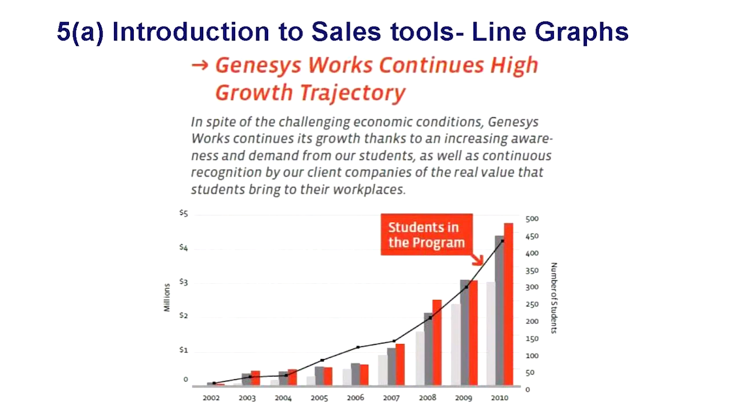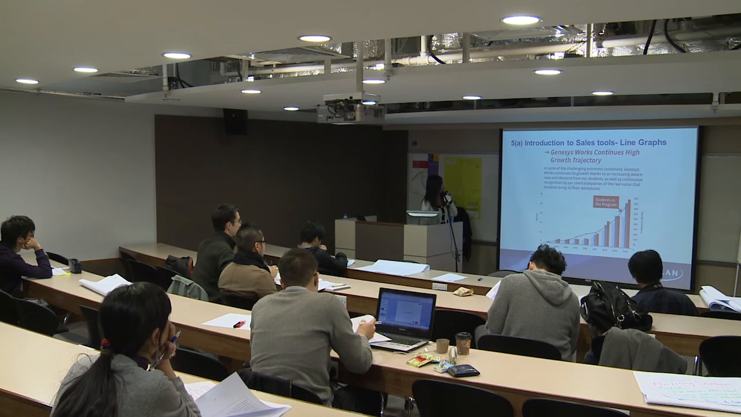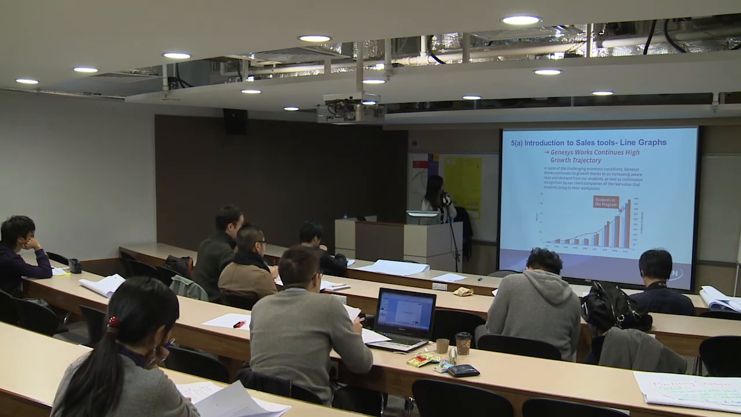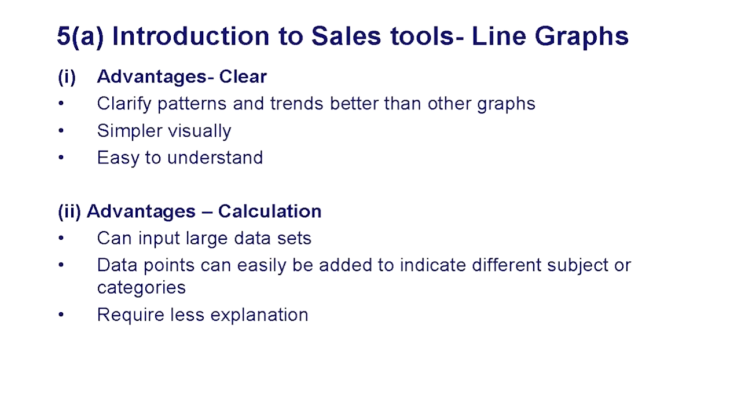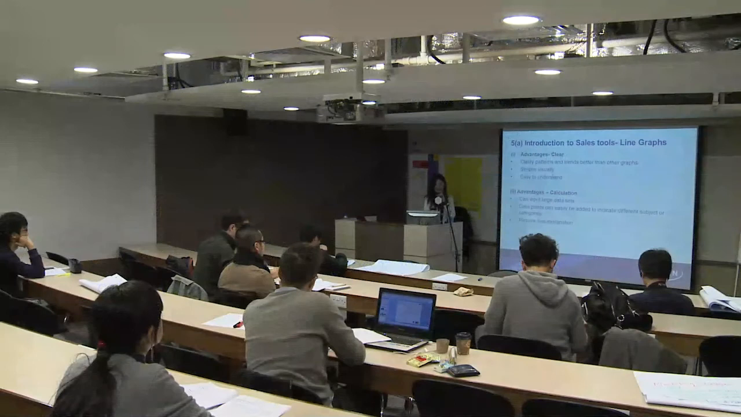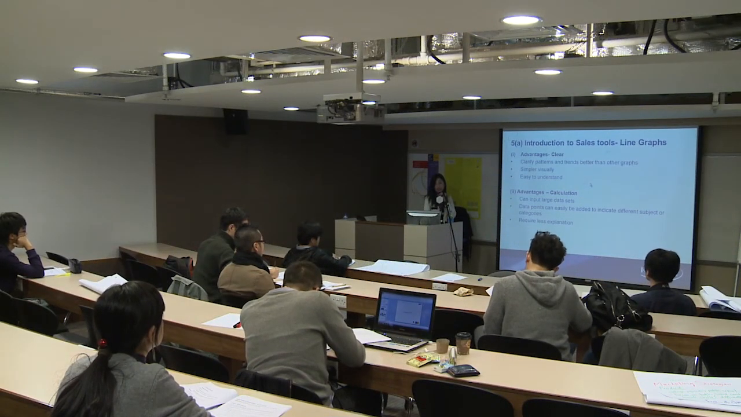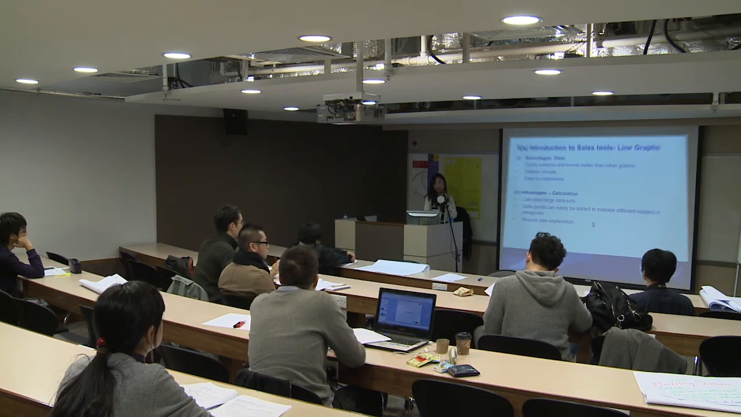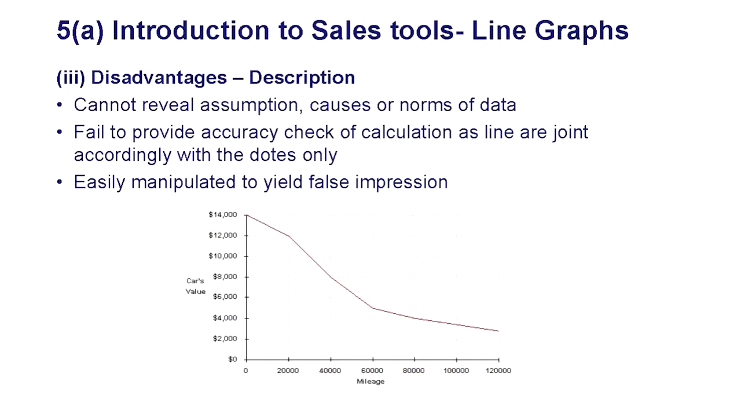Another thing, this one, a line graph with the bar chart at the bottom. So this is another one. It's the growth in students in the program. So advantages, very clear as well. It can input a lot of data at the same time, usually visually easy to understand. But then it requires less explanation.